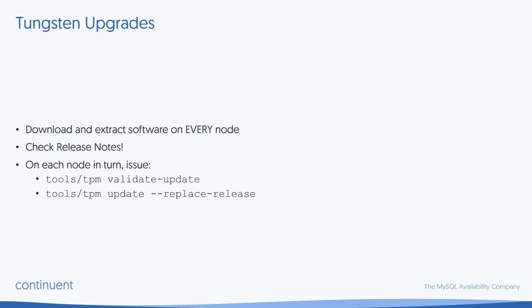Upgrading Tungsten Replicator is very easy. First, always review the release notes, and if possible, always test an upgrade in a development or test environment first. Simply download the software from the Continuent download portal, extract the software into the staging directory on every node, and then run the tpm validate command and the tpm update commands as shown here. I will show this shortly in a demonstration.